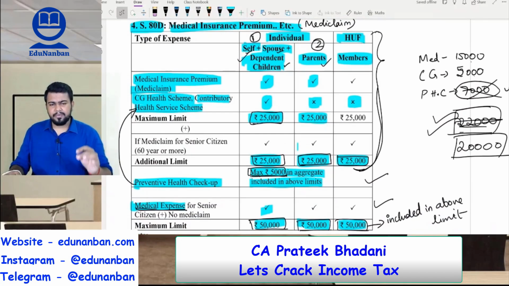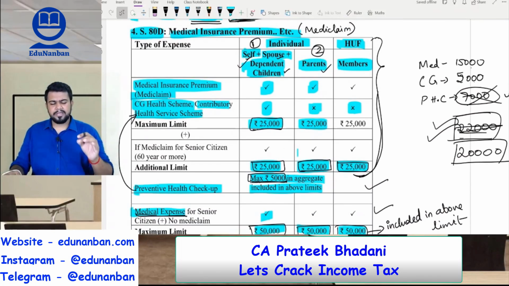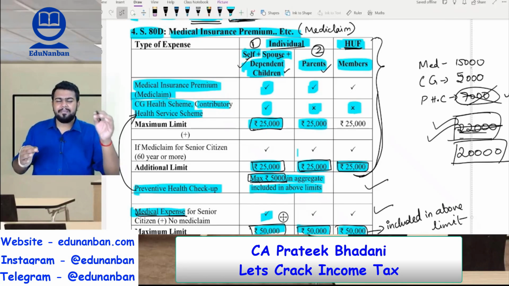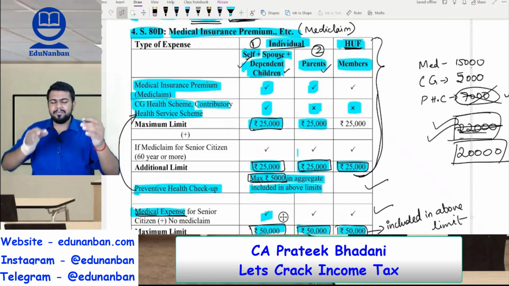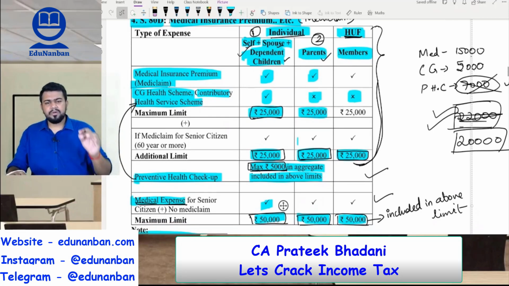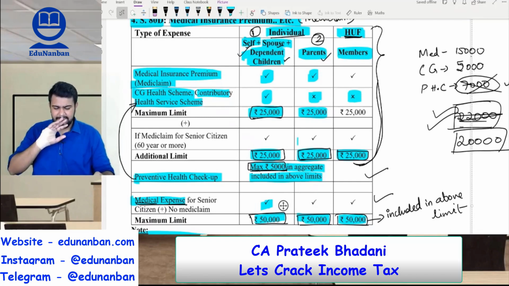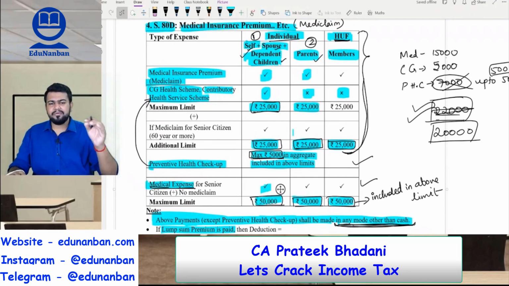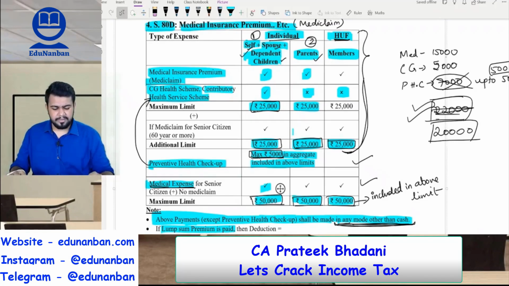Now let us come to the very important section 80D, that is medical insurance premium etc., and it is allowed for individual as well as HUF, and it is allowed for relatives also. Who are the relatives, sir? Self, spouse, dependent children and parents. Wow, so parents need not be dependent. However, children are allowed only if they are dependent on the assessee or individual. Now for HUF, relative means members. So if the HUF takes any medical insurance premium for the members, it will be allowed as deduction.